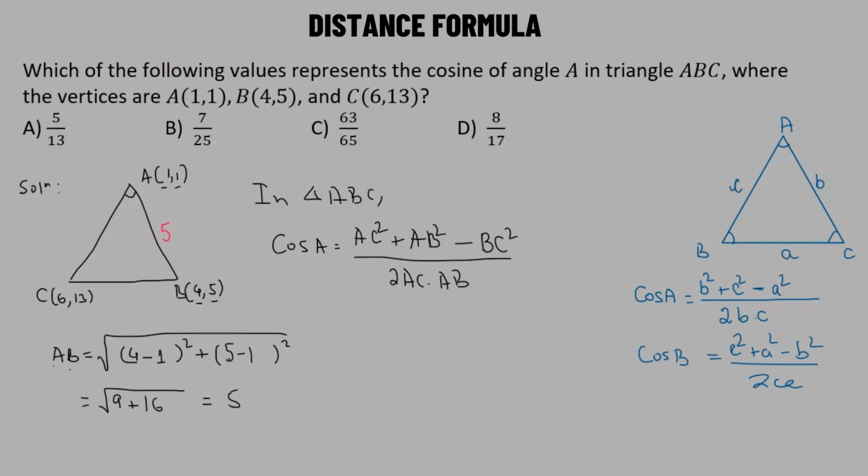Fine. Now coming to side BC. BC will be equal to, using the distance formula, since we're doing BC, we have to do C minus B. We start with the x coordinate of C, which is 6, and from it subtract the x coordinate of B, which is 4. We have 6 minus 4, squared, added to the difference of the y coordinates, 13 minus 5, squared. So this is equal to the square root of: 6 minus 4 is 2, 2 squared is 4. Add it to 13 minus 5, that's 8, and 8 squared is 64. So we get the square root of 68.